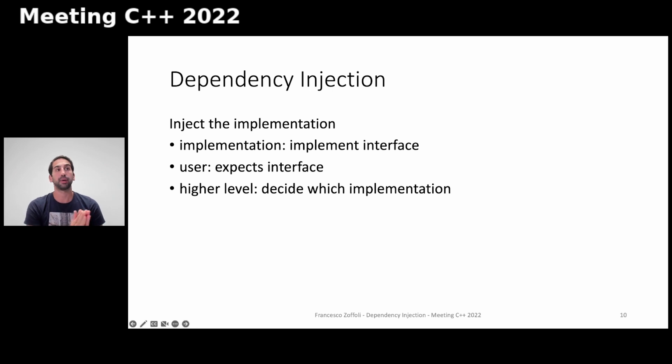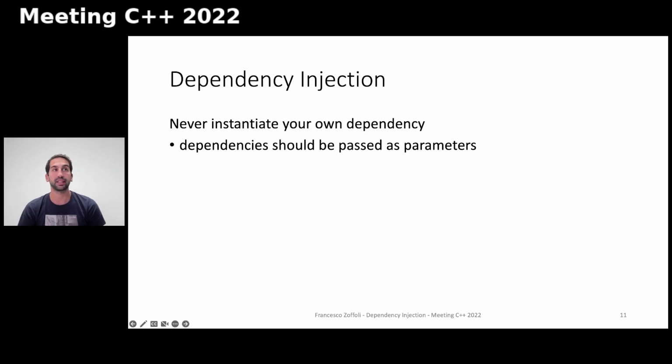This last part about the higher level decision sometimes can be automated with libraries. But we are not going to see this today. We are going to just see dependency injection, how you would do it by manually propagating your dependencies. And the core point then is that you never want to instantiate your own dependencies. The dependencies should be passed as a parameter. The reason is that to instantiate an object, you need to know the concrete type. And if you know the concrete type, now you're not talking about the interface anymore, but about concrete objects.